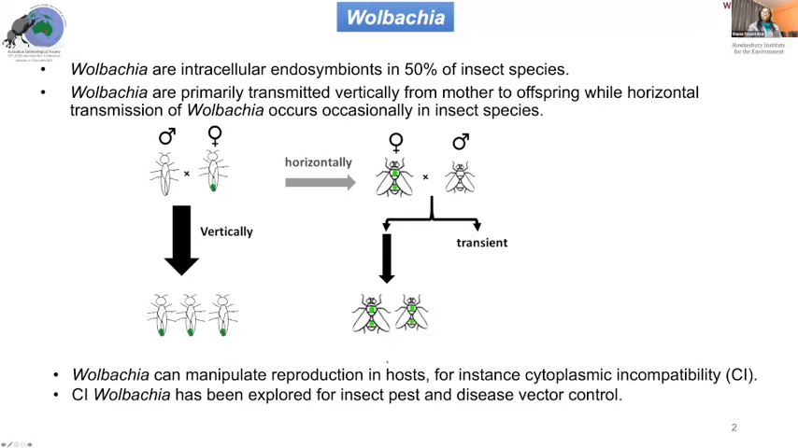So Wolbachia can manipulate host reproduction, for instance, cytoplasmic incompatibility, or CI. CI occurs when a male that is infected with Wolbachia mates with a female that is not infected with Wolbachia or is carrying a different strain of Wolbachia. This ability of Wolbachia to cause CI has been explored for insect pest and disease vector control.